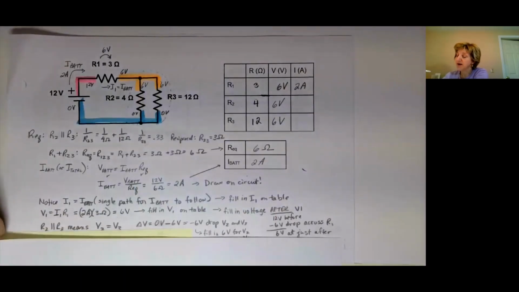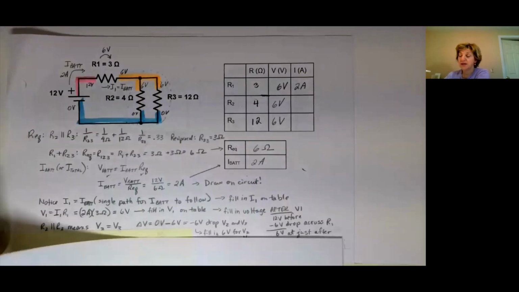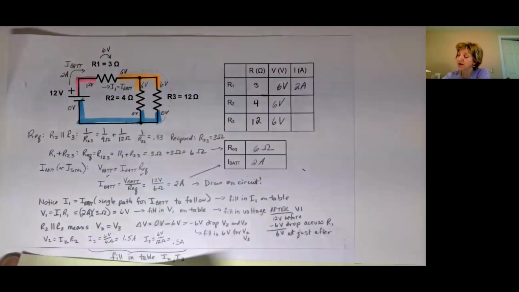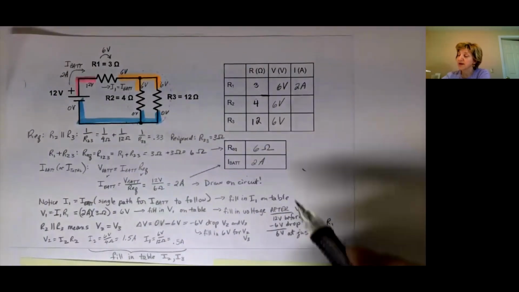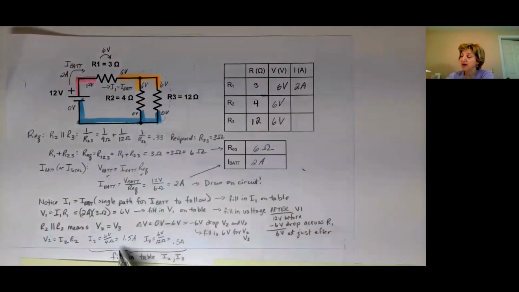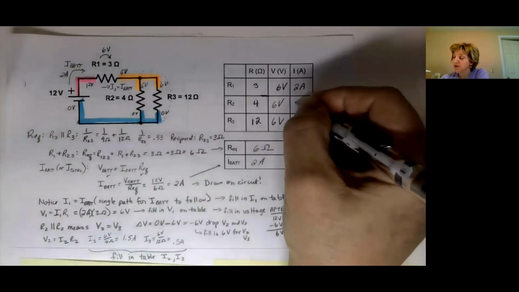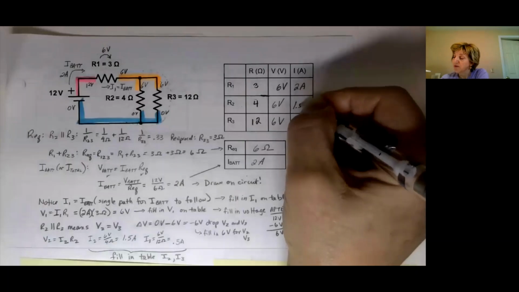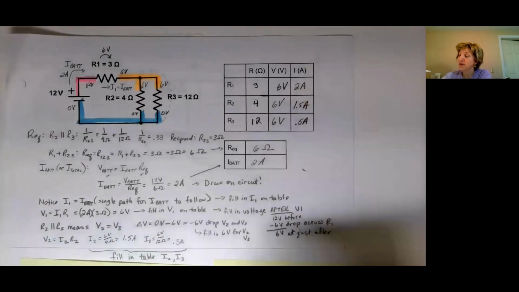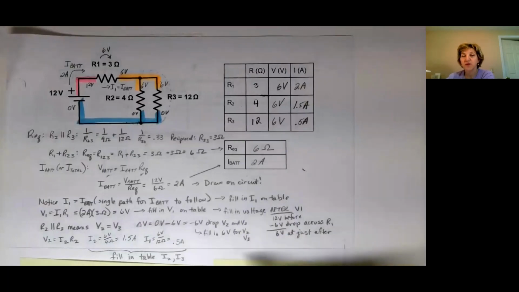I can fill that in right away in our table. Okay, they're in parallel. I can do my calculations and I will notice that they are no longer unknown voltages. Well, if I know those voltages, I can then use Ohm's law to calculate I2 and I3. So I2 comes out to 1.5 amperes and I3 comes out to 0.5 amperes. So my whole table is filled in.